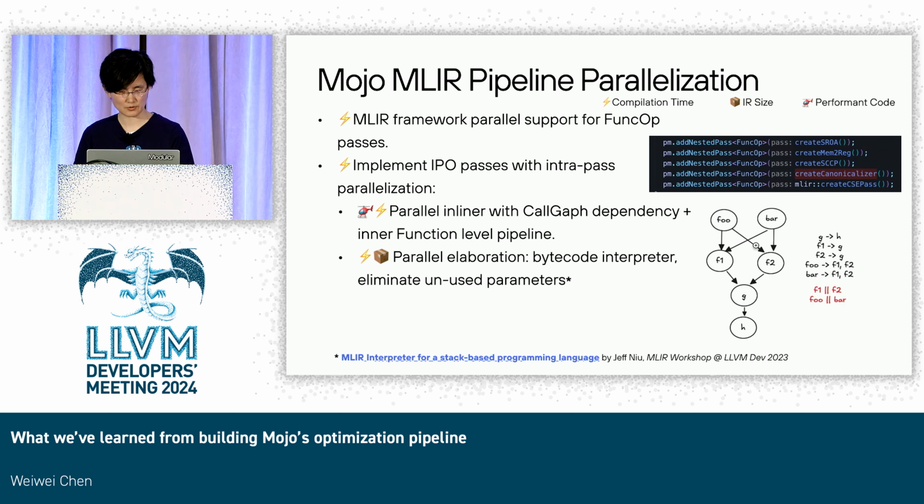For example, in this very simple call graph, F1 and F2 can run in parallel, and foo and bar can run in parallel when we inline them. We also apply a similar approach for the elaboration part, really trying to bring up the level of parallelism in all the optimization passes that we have at the MLIR level. This really helped us improve the compilation time without losing too much generated code performance, because we are also doing optimizations like memory and data flow analysis. And also, more importantly, it keeps the IR size in check.